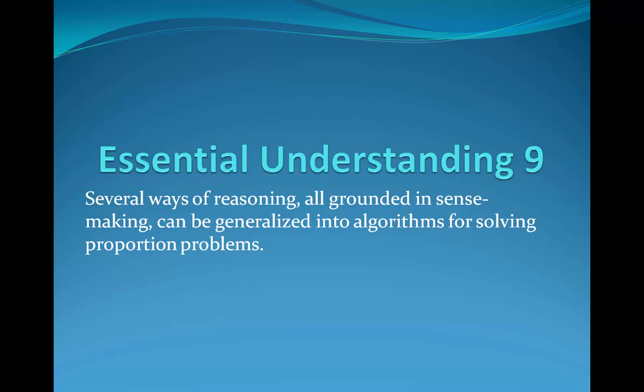Essential Understanding 9 tells us that there are several ways of reasoning, all grounded in sense-making, and that these can be generalized into algorithms for solving proportion problems. Because there are several ways of reasoning, the ways of reasoning that a particular student may have for understanding the relationships in a proportion can help that student find ways to solve proportion problems that will apply to all proportions.